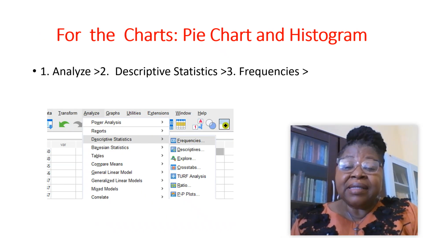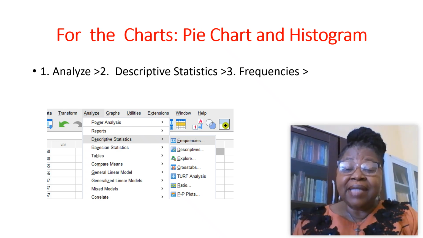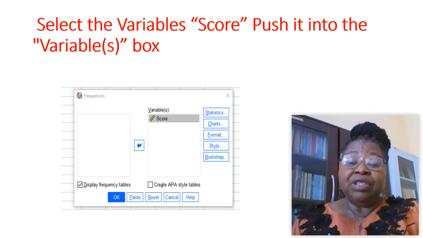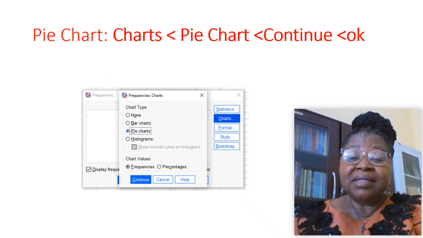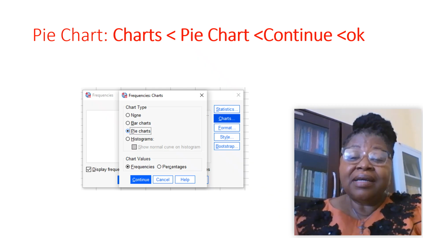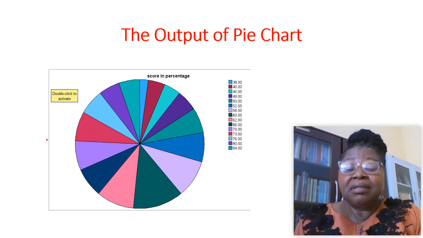Then we now look at pie charts. Analyze, descriptive statistics and frequency. The same process. Go to analyze, click on descriptive statistics, and then point to frequency. You will see the chart. Then the score is selected and pushed into the variable box. You can see it. And then click the chart, check the pie chart, you click continue, OK, you have the output.